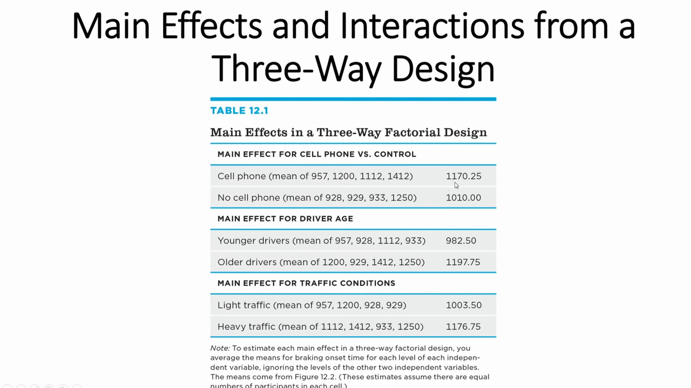So braking onset time, their reaction time is higher on the cell phone overall across all of the other conditions. The older drivers have a slower reaction time than younger drivers overall. And there is a slower reaction time in heavy traffic overall than light traffic. So those are our three main effects.